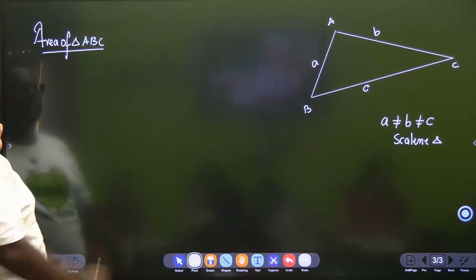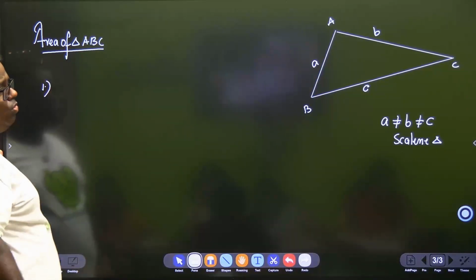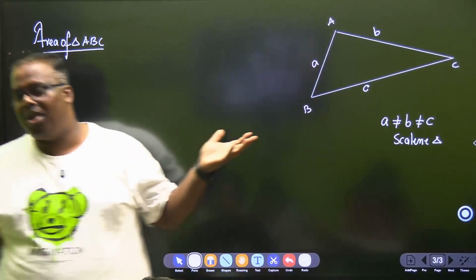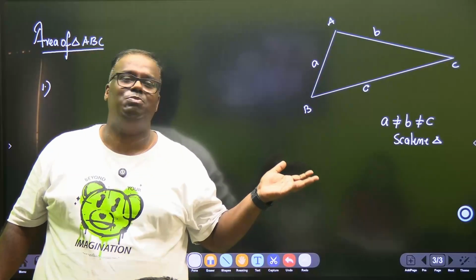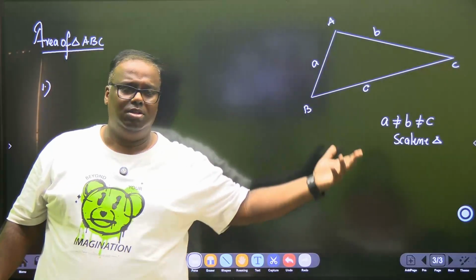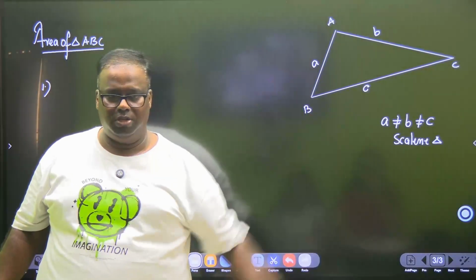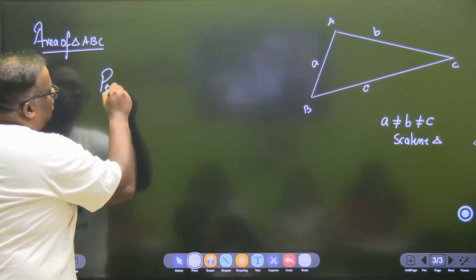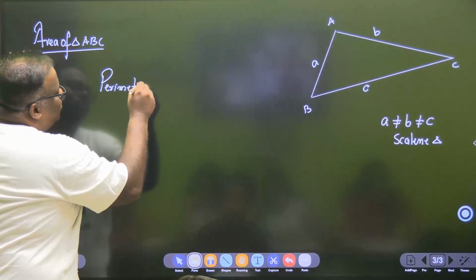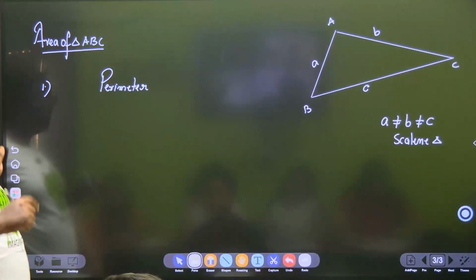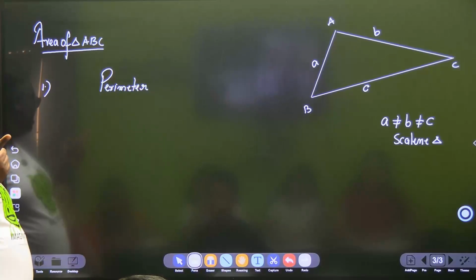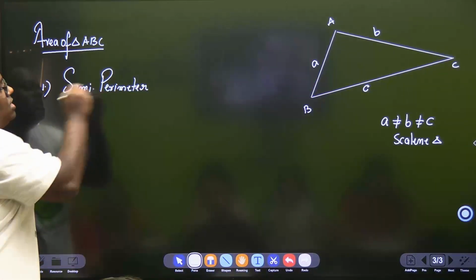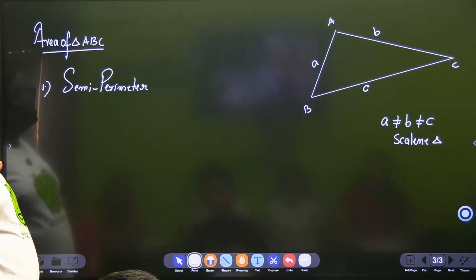To do this, from chapter number 1, have you heard about the term called perimeter? What is perimeter? Sum of all sides that bound a particular object. So here we will be using perimeter, but with an adjective. An adjective is that which defines a noun, and that adjective is semi perimeter.